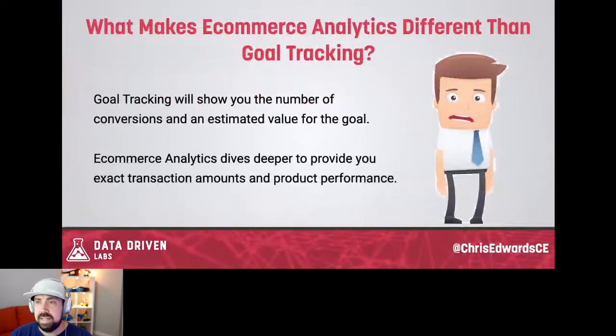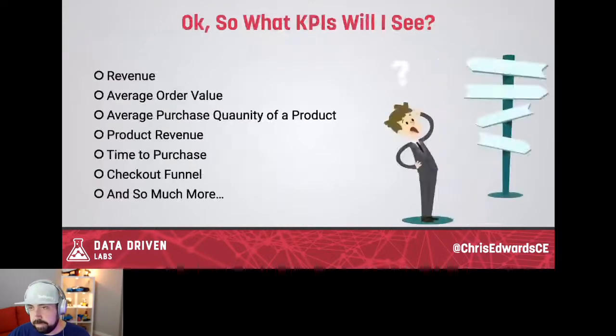So, what makes it different from traditional goal tracking inside of Google Analytics? As you know, you can track goals inside of Google Analytics, so you can have things that fire off when your goal happens. It'll show you the number of conversions, and you can put an estimated value. But with e-commerce analytics, this allows you to dive a lot deeper. You can see the exact transaction amounts, product performance, things along those lines by using Google Analytics for e-commerce. So basically, there's a bunch of different KPIs that you're going to be able to see by using this feature over using just traditional Google Analytics goals.